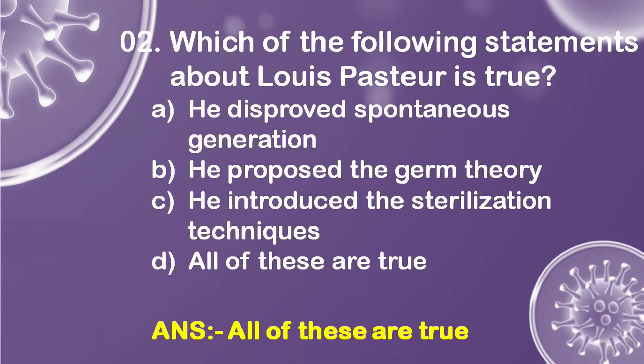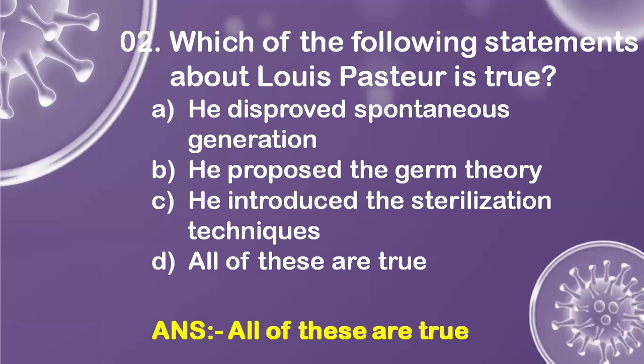So if you see the first option, the theory of spontaneous generation, also called the theory of abiogenesis. According to the theory of abiogenesis, life arises from non-living matter. But it is not correct. Here he disproved the theory of spontaneous generation by his swan neck experiment. So that is correct.